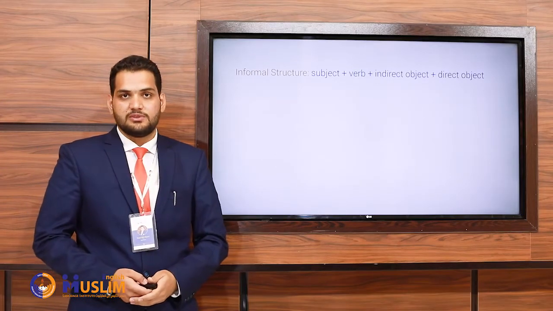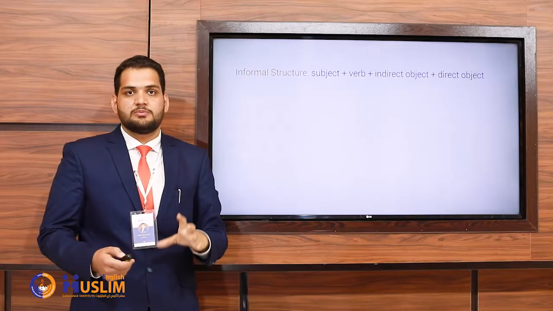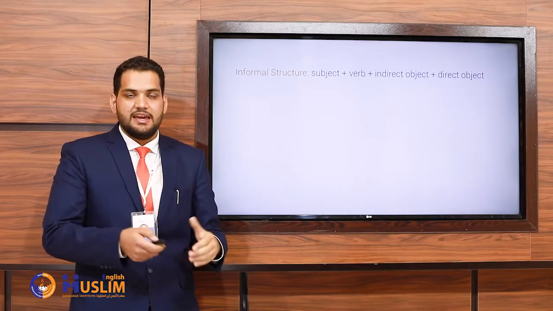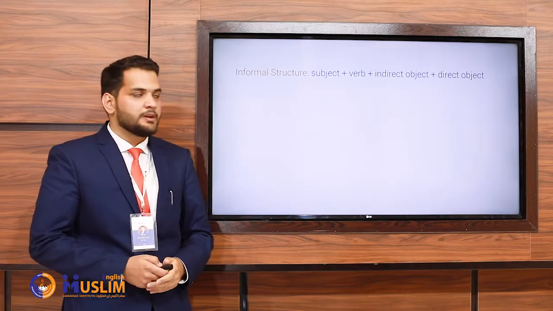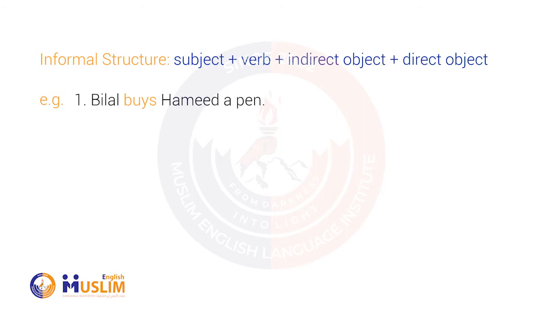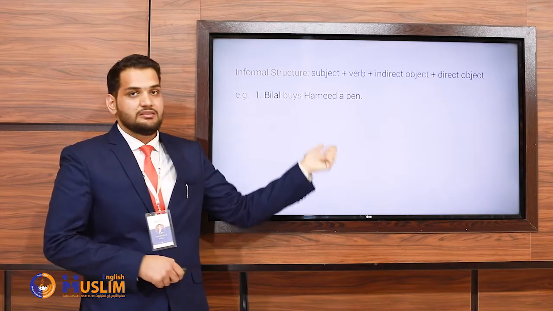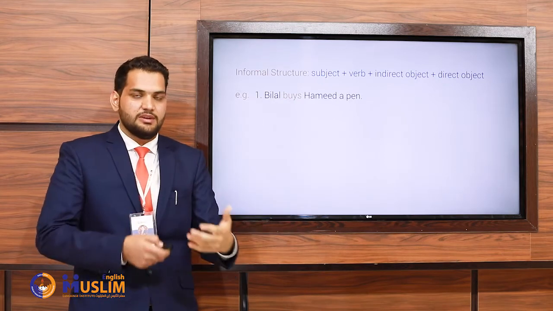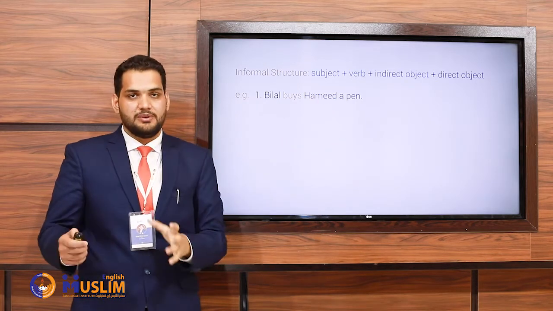Let's talk about the informal structure for ditransitive verbs. That is, subject plus verb plus indirect object plus direct object. Here, we change the positions of direct object and indirect object, and we remove or delete the prepositions to or for. For example, number one, Bilal buys Hamid a pen. If you remember the formal structure, I said, Bilal buys a pen for Hamid. If you want to change it to informal, remove the preposition for and change the positions of Hamid and a pen.